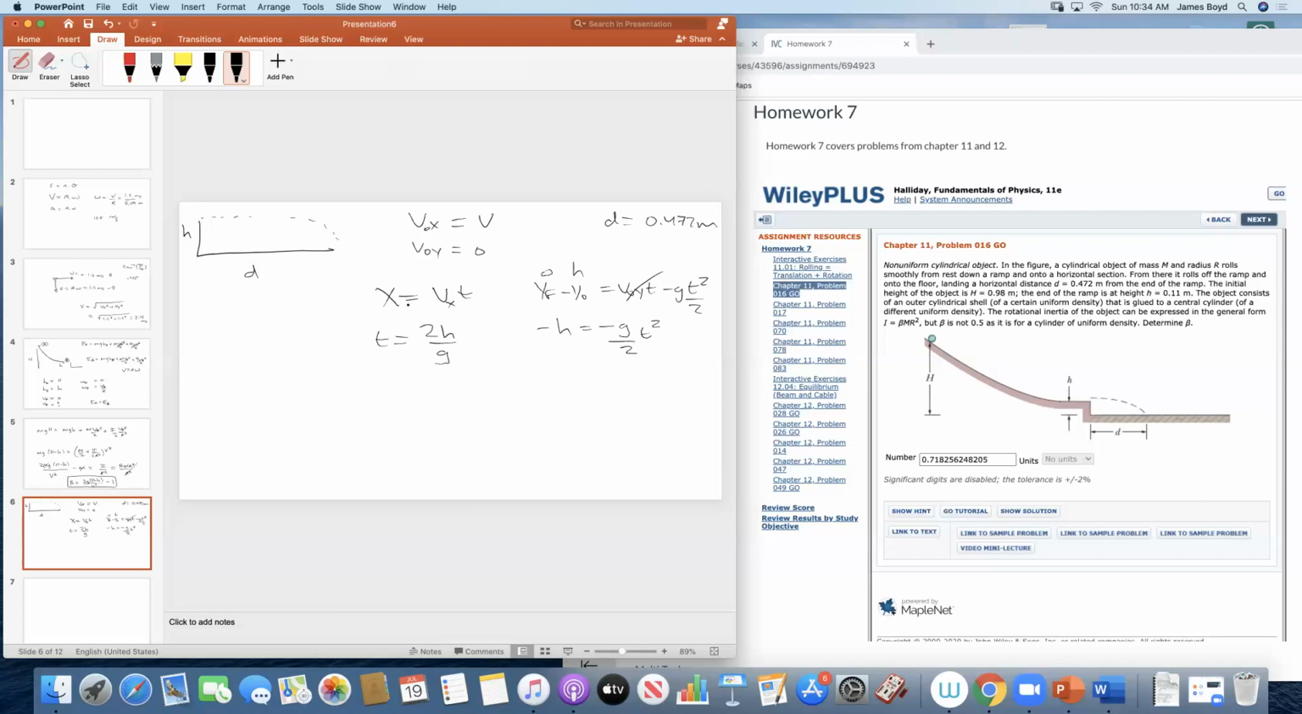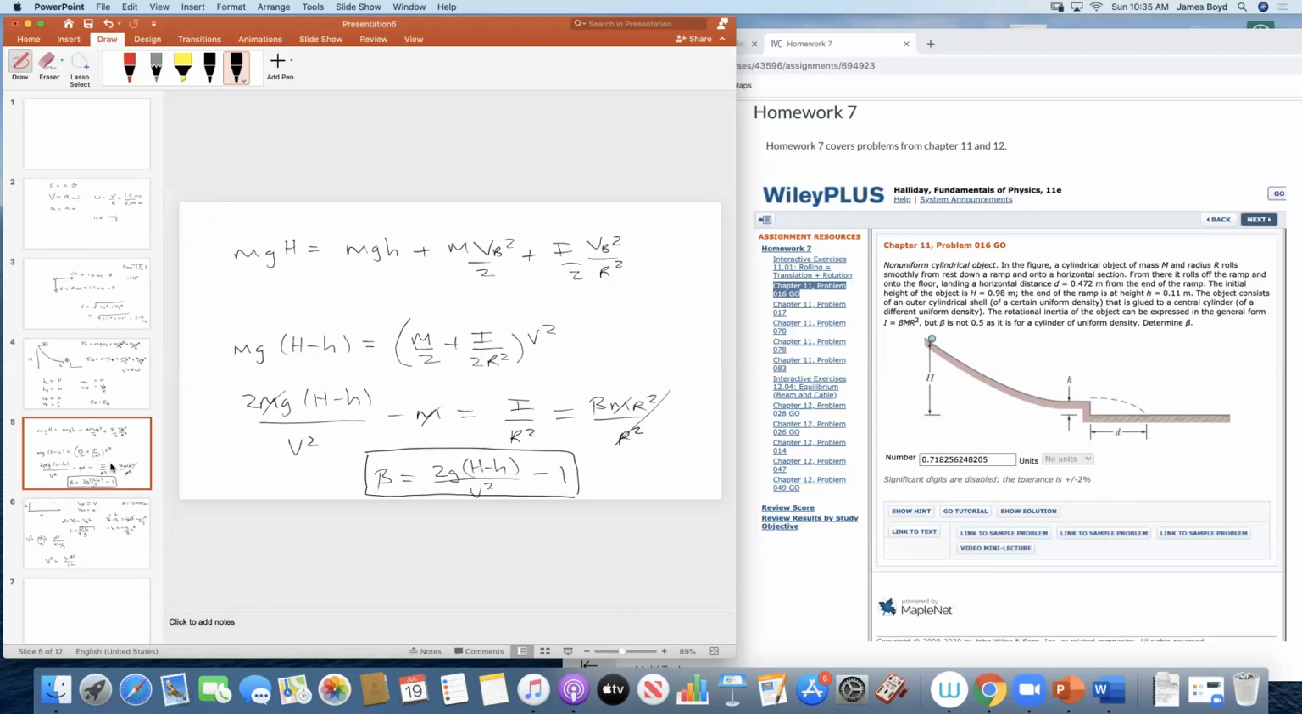And so I can solve this equation for v, noting that x is actually d. So I get that v is d over t. And this should be square rooted, there was t squared. So if I square this, this is d squared over 2h over g, or v squared is g times d squared over 2h.